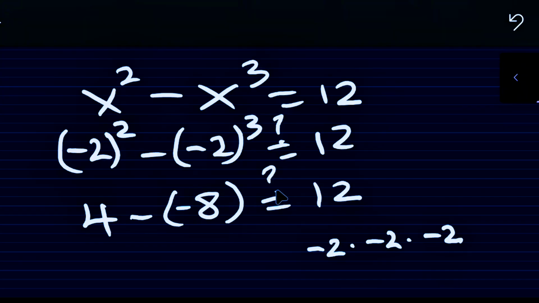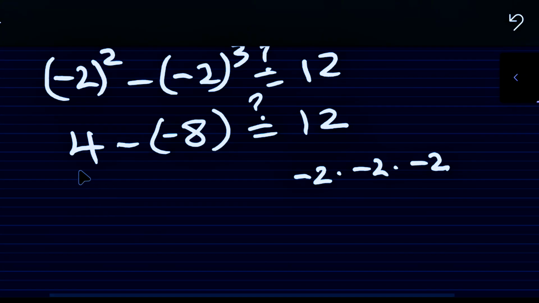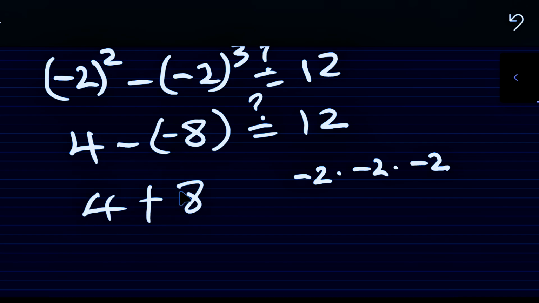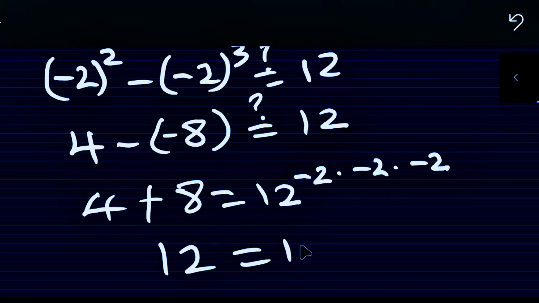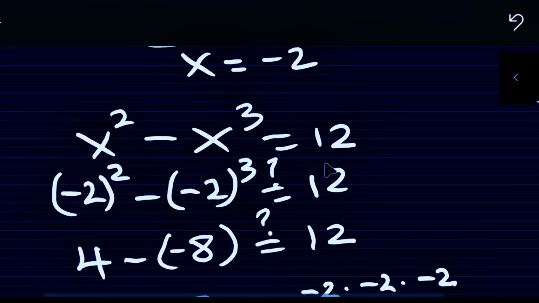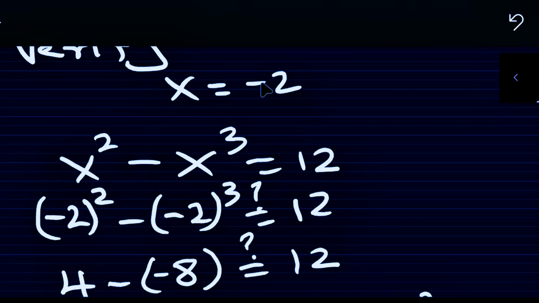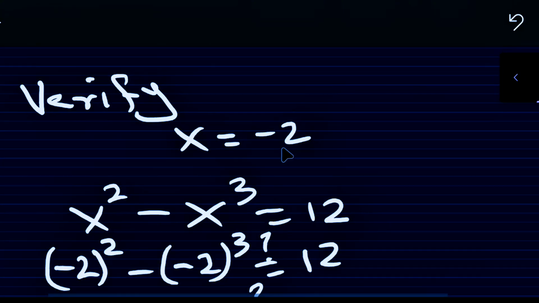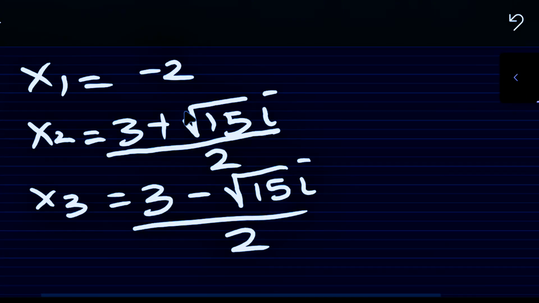So from here we have minus minus 8, and this equals 12. Will this be equal to 12? We are trying to confirm. 4 minus times minus is positive, so this is 8, and this equals 12. Now 4 plus 8 equals 12, which is equal to 12, and this is correct. So it simply means that x equals minus 2 satisfies the given equation, while the other two are imaginary numbers.